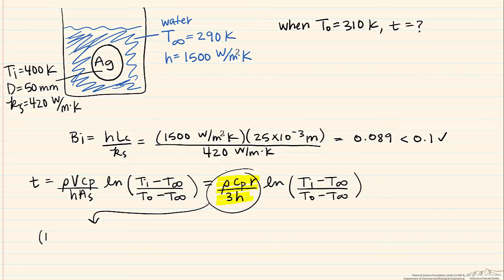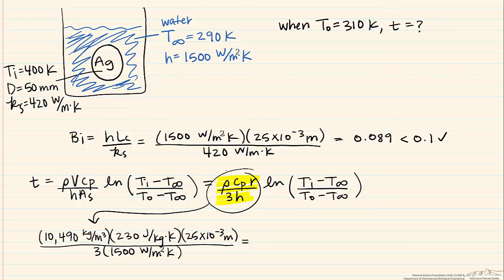So the density of silver is equal to 10,490 kilograms per meter cubed. And the heat capacity is equal to 230 joules per kilogram Kelvin. So let's put these numbers in. The left-hand part of that term is equal to 13.4 seconds.